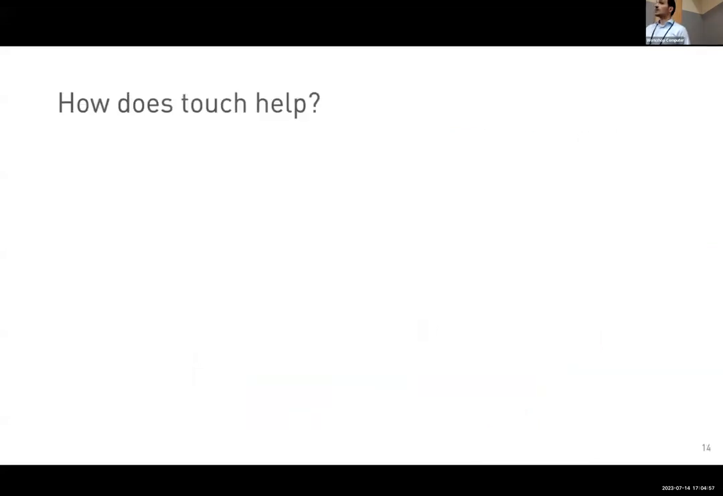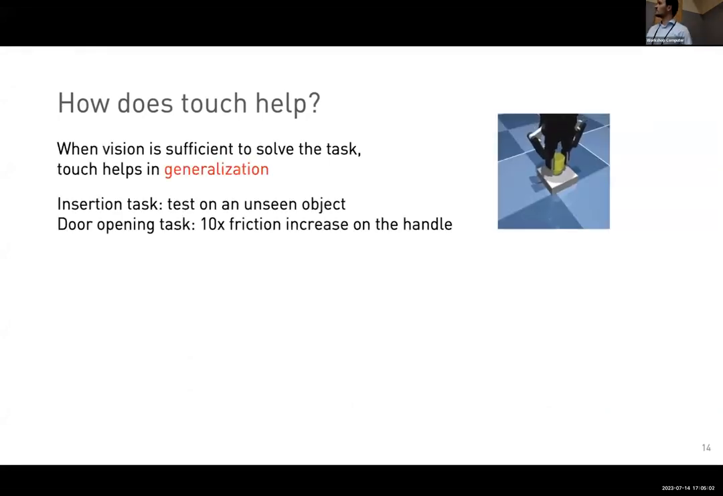I promised I would also touch on another topic, which is how does touch help in such tasks where actual vision information is sufficient to solve them. We looked at the insertion task, and there we tested on an unseen object. For the door opening task, what we did is to increase the friction coefficient 10 times in the handle.